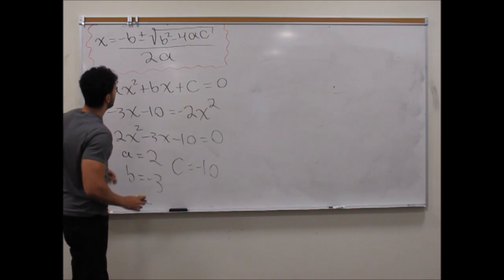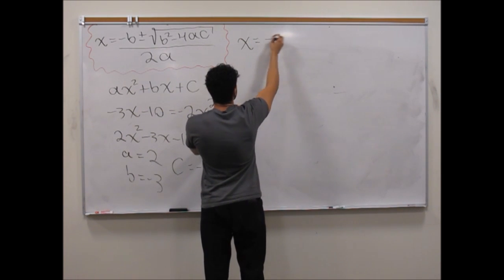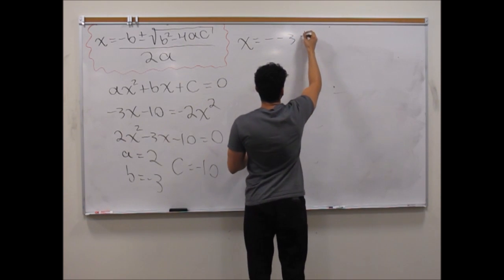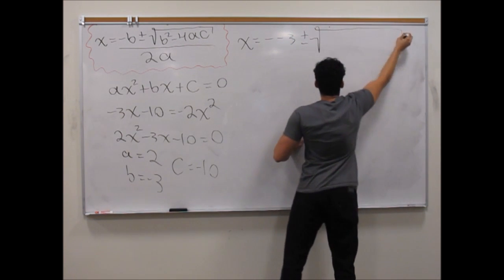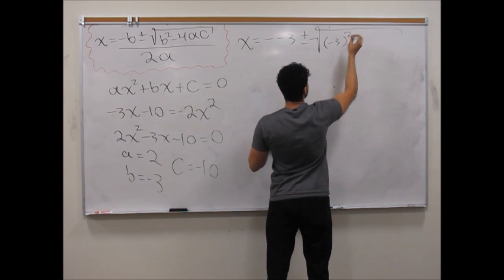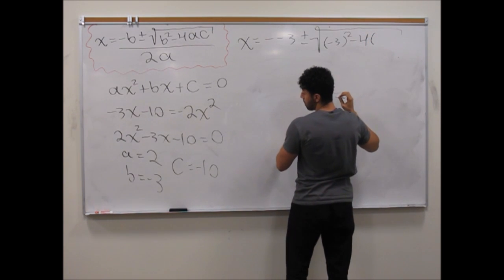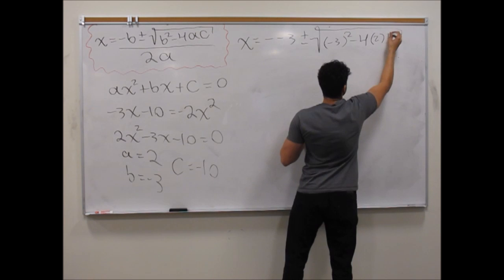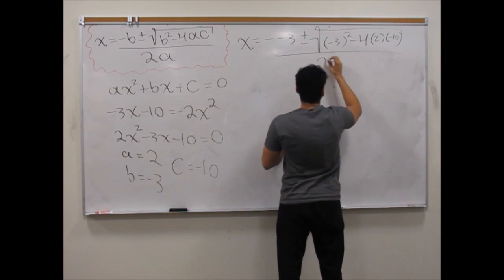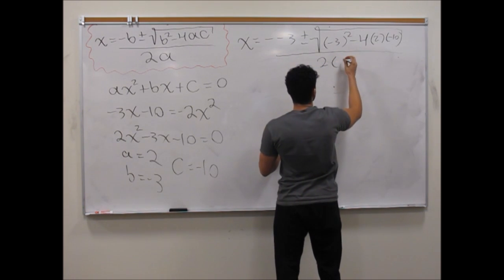So we're going to take all that and plug it into this massive formula. So then x is equal to negative, my b is a negative, so be careful with that, plus or minus the square root of, my b was a negative 3 squared, it was a negative 3, but I'm going to square it, minus 4, my a was 2, and my c was negative 10, and this is all over 2 times my a, which was 2.